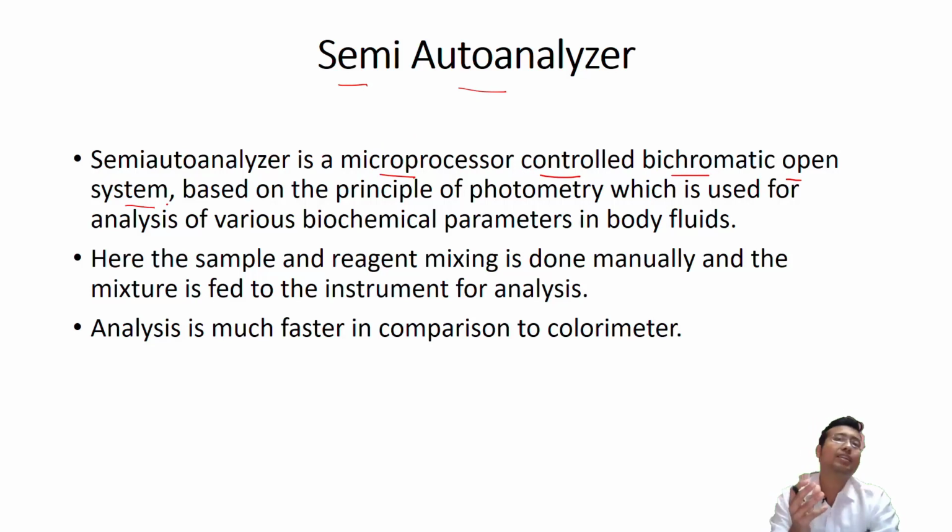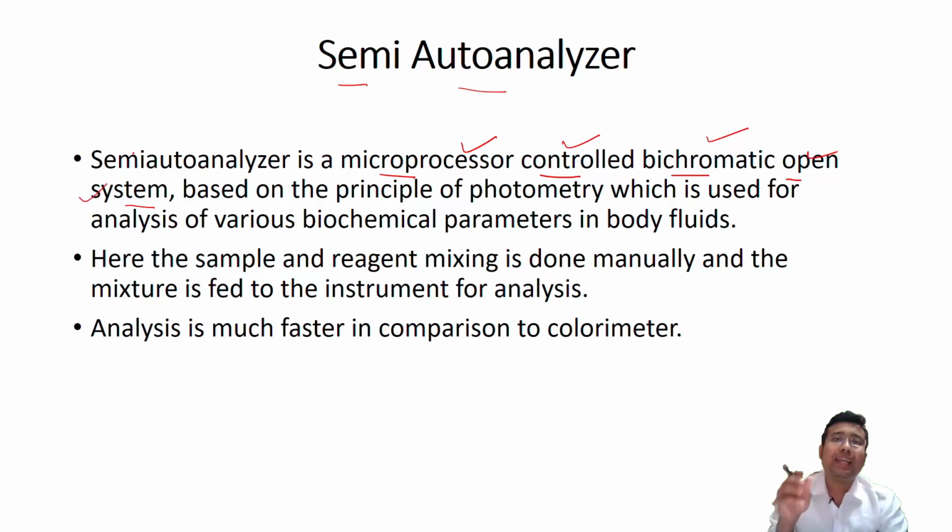Microprocessor, we understand there's a computer inside, right, which does its own work when we set some program. So there comes the role of microprocessor controlled. Bichromatic means this machine can analyze two different wavelengths at one point of time, same as a double beam spectrophotometer. Very important. An open system, what do we mean by open system?